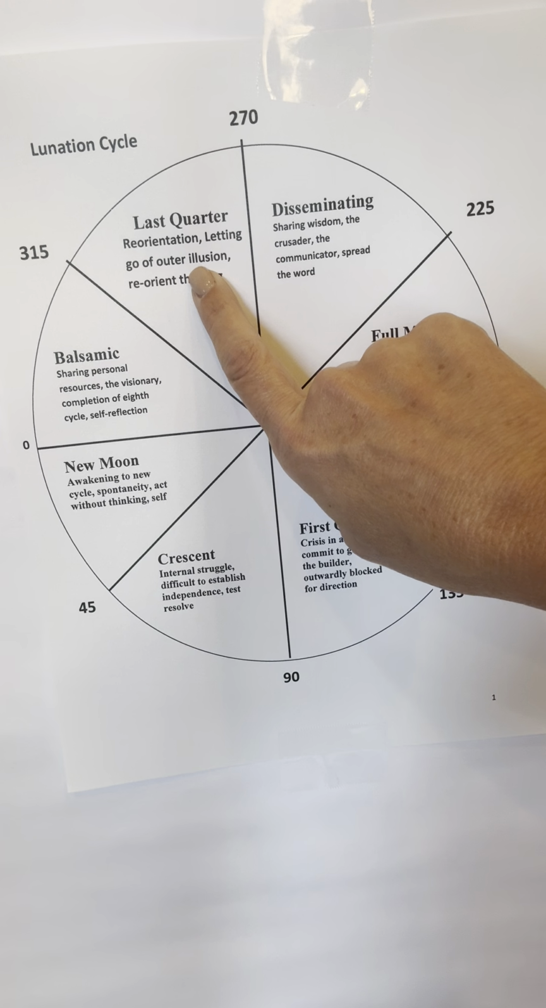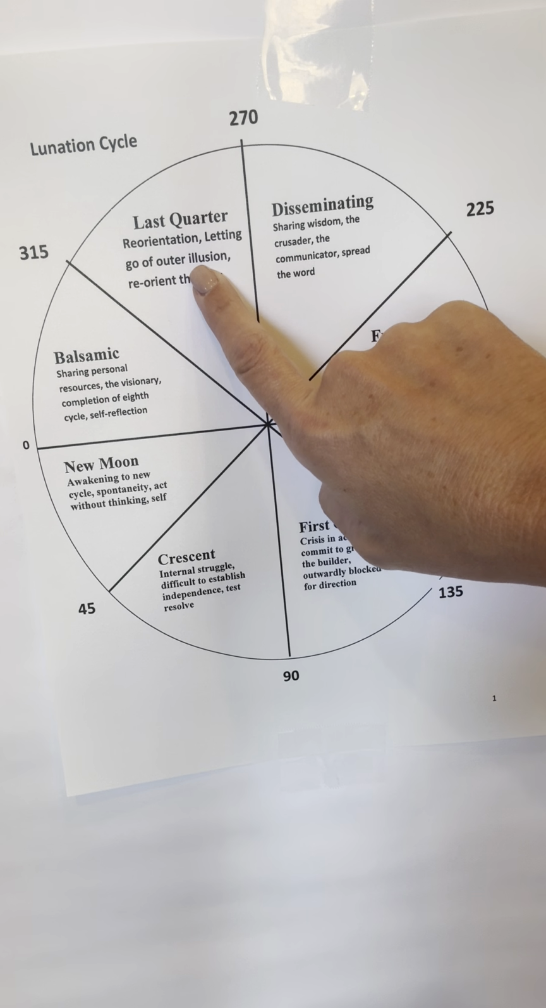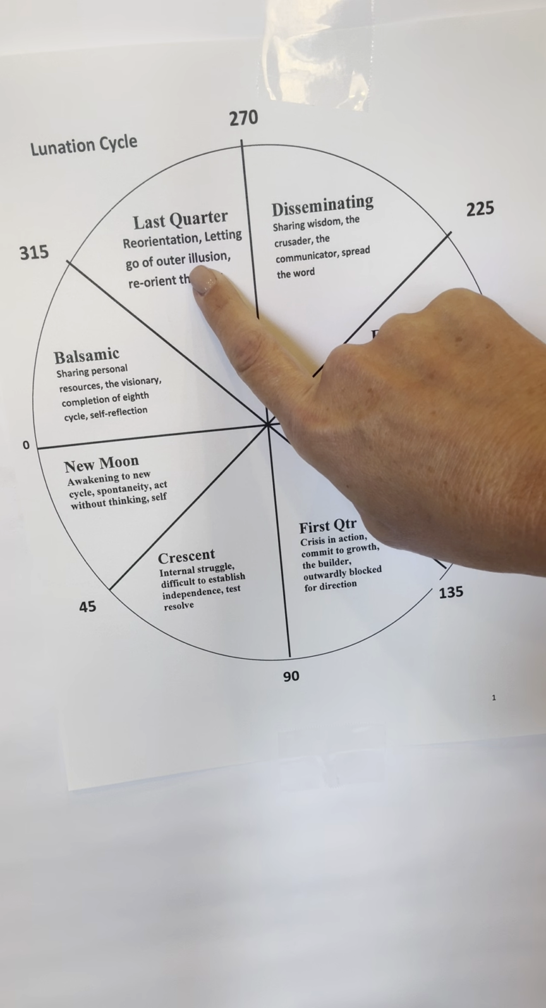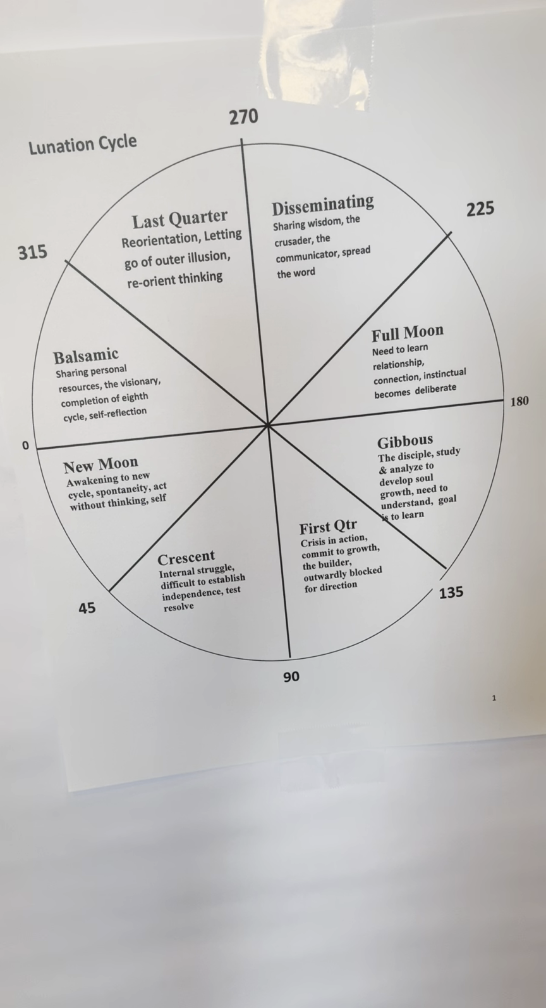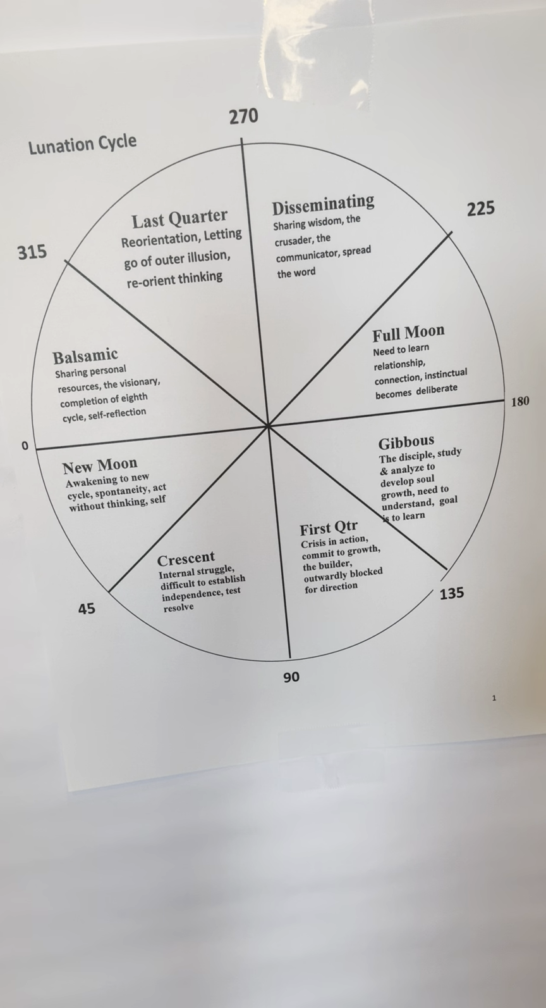Last quarter moon phase is from 270 degrees to 315 degrees. These people are more deliberate than instinctive. Their work involves reorientation, changing their thinking, releasing outer illusions, and getting rid of what they no longer need. I often find that people born under the last quarter moon phase just completely find a whole new belief system that's totally different than their taught belief systems, okay?